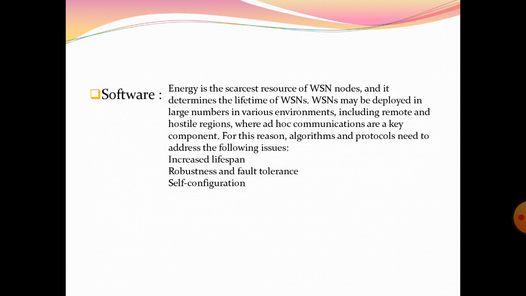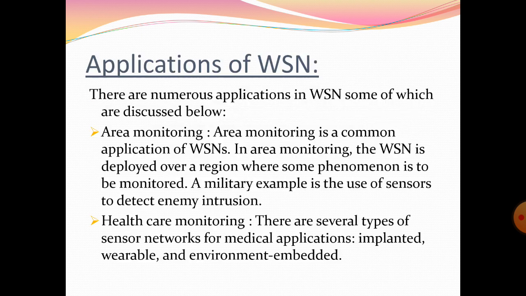kbps. So number three, we have software. Energy is the scarcest resource of wireless sensor networks, and it determines the lifetime of wireless sensor networks. Wireless sensor networks may be deployed in large numbers in various environments, including remote and hostile regions where ad hoc communications are a key component. For these reasons, algorithms and protocols need to address the following issues: increased lifespan, robustness and fault tolerance, and self-configuration.